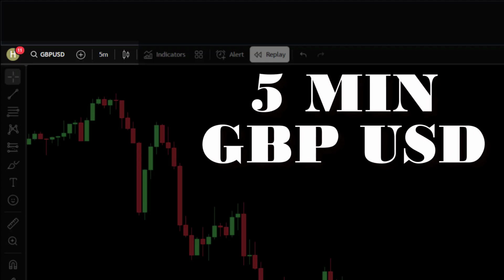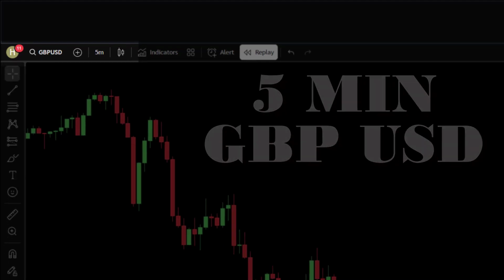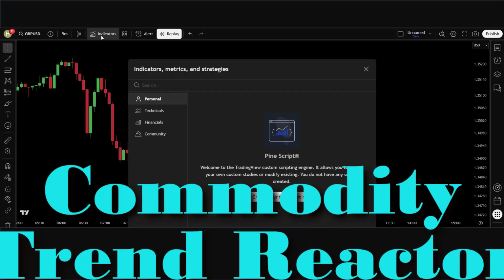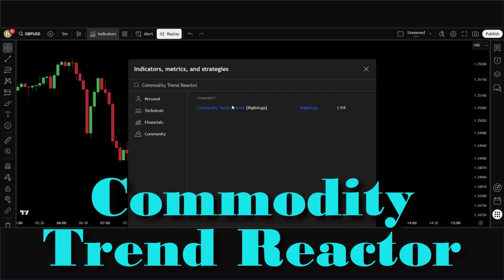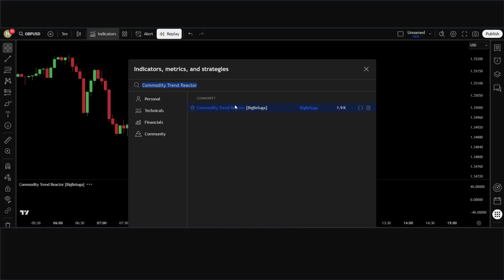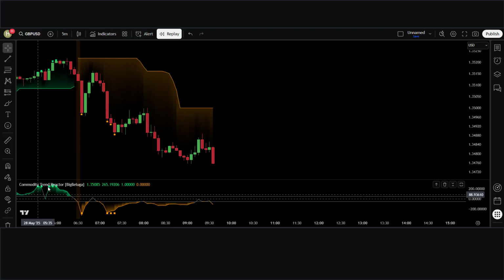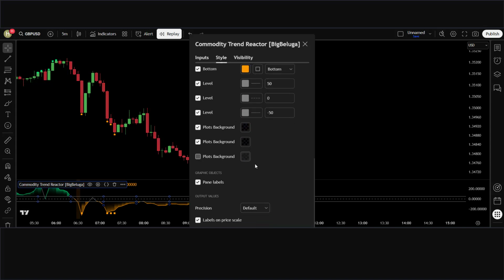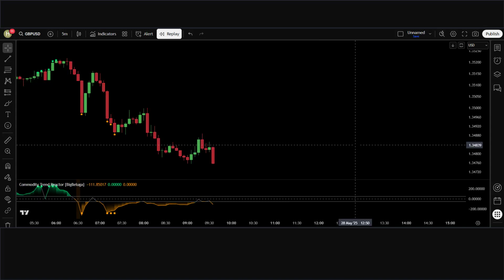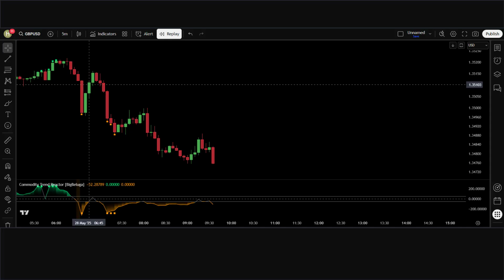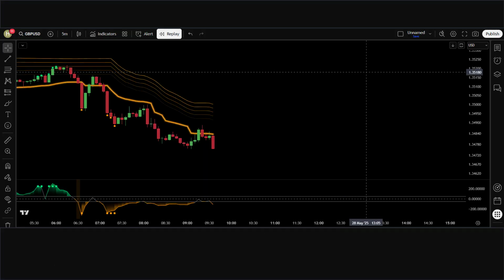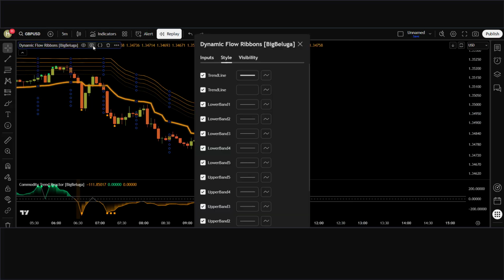We are going to test this strategy on the 5-minute timeframe in the GBP USD chart. In this setup we would require two oscillators. First indicator name is Commodity Trend Reactor. Keep the indicator setting as I have shown here. We have to apply another indicator on the chart. Second indicator name is Dynamic Flow Ribbons. Keep the indicator setting as I have shown here.